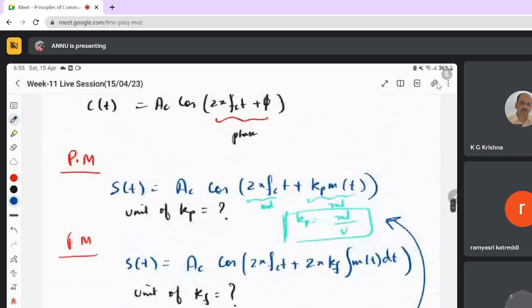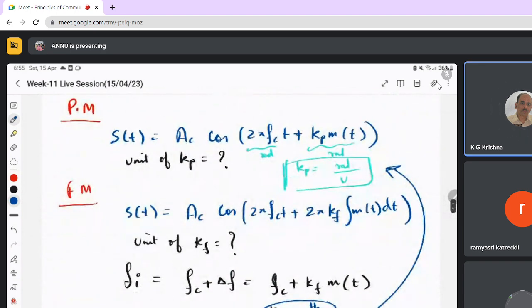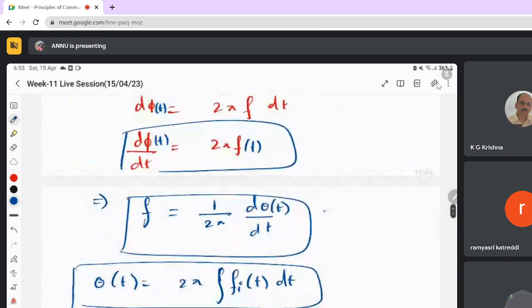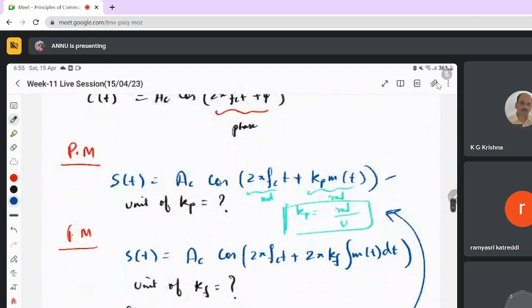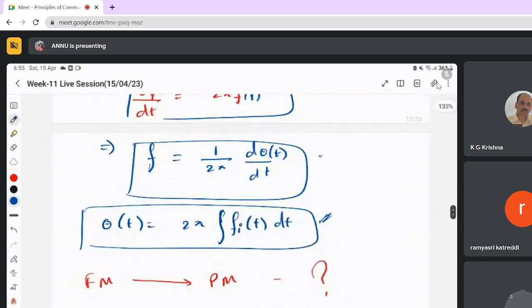So if you see here, we are writing it Kp m(t). If you just replace this 2 pi formulation in this one, you will get FM. So in this way, PM and FM are directly related. And now I want to know how, if you have PM, how we will generate FM, and if we have FM, how we will generate PM. So you have to draw the block diagram accordingly. Are you getting this point?